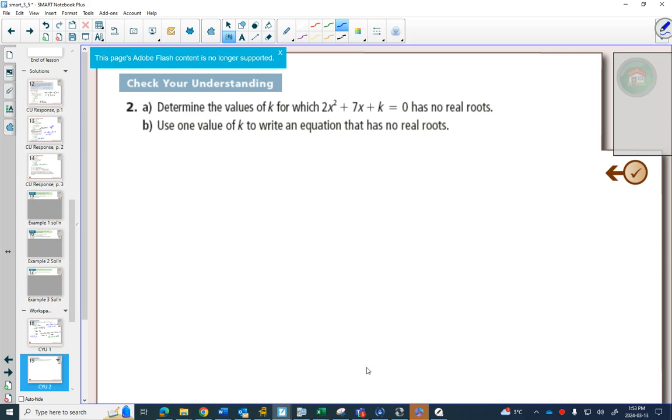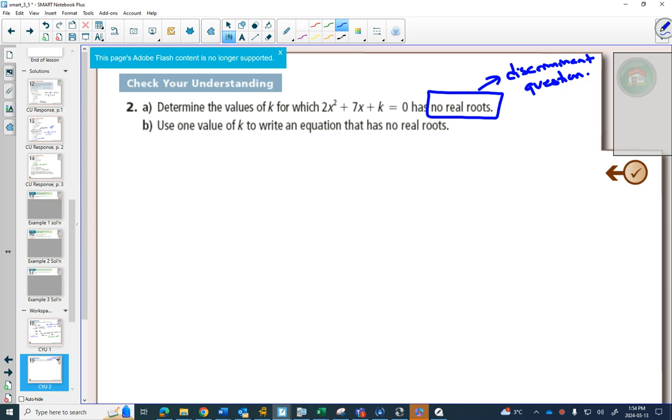Determine the values of k for which 2x squared plus 7x plus k has no real roots. So first of all, when they tell you how many roots it has, it's usually a hint that this is a discriminant question. We're probably going to need the discriminant because it tells us how many roots it has.